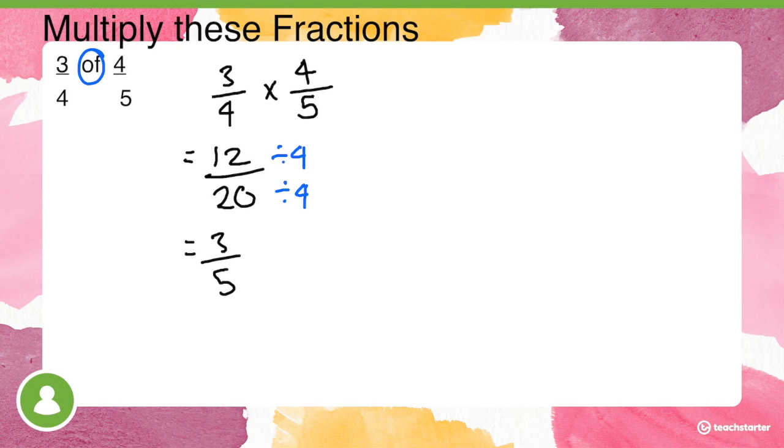Doesn't matter how big the number is, we just multiply the numerators together, and then we multiply the denominators together, and then we simplify them down. Simple as that.